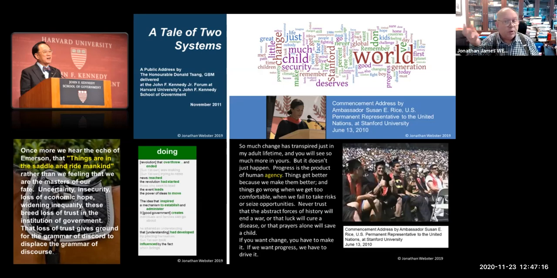Both talked about doing, but they were different in terms of who were the initiators of that doing. For Susan Rice, it's about how people change the world. For Donald Trump, it's how the world changes us, controls. We are not in control. Two different views of the world, two different ideologies.